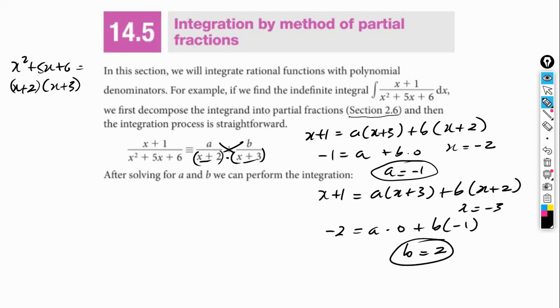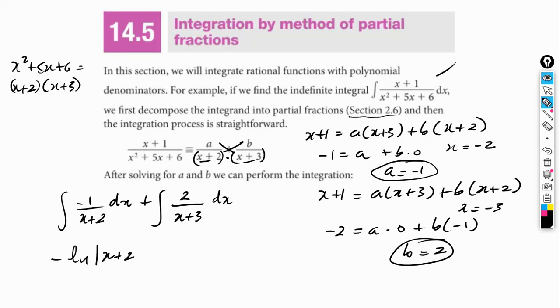So now we're ready to solve for this integral here, because we can rewrite it as the integral of -1 over x plus 2 plus the integral of 2 over x plus 3. And then this is straightforward because all we have to do is use natural logarithm. Integrating this would be minus natural logarithm of the absolute value of x plus 2 plus 2 times the natural logarithm of x plus 3. And then let's not forget, plus a constant c.